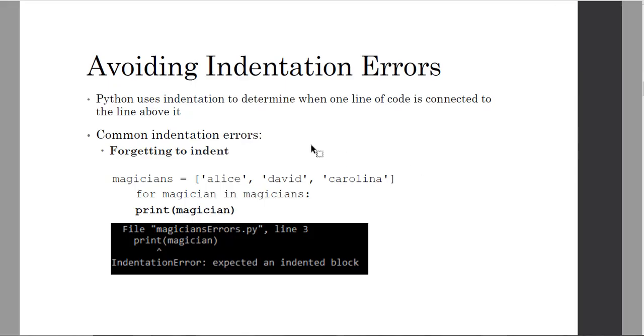So avoiding indentation errors. We're going to go through a few ways that we can look at indentation errors. Again, Python uses indentation to determine when one line of code is connected to the line above it. So the rule, again, when we have a colon ending the line, then the next statement must be indented. Let's go ahead and duplicate this forgetting to indent to see what kind of indentation error we could bring.